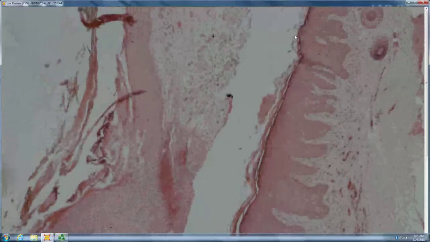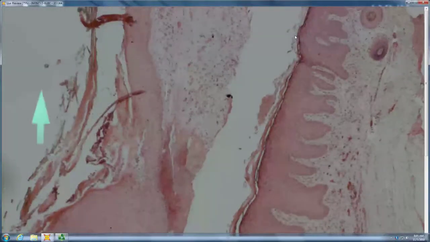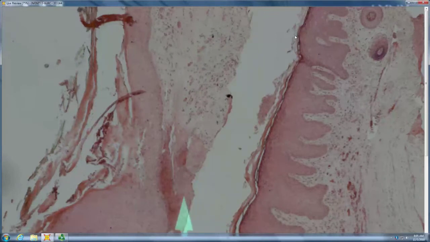So there's a central ulceration with a crust, like a crust, ulcer. What's under the ulcer? Maybe some fibrin. And what's on either side of the fibrin? Granulation tissue. So what is this? CNH. Very good.